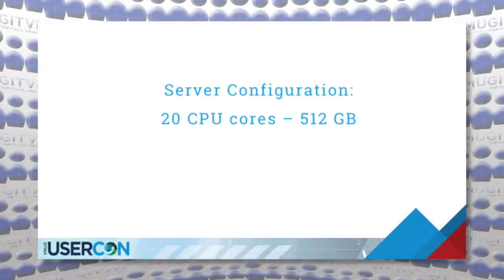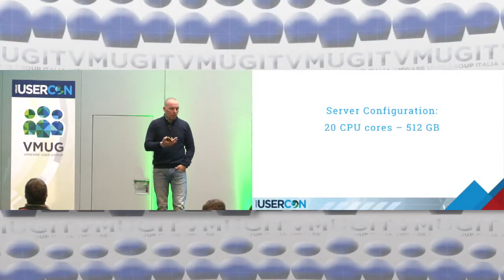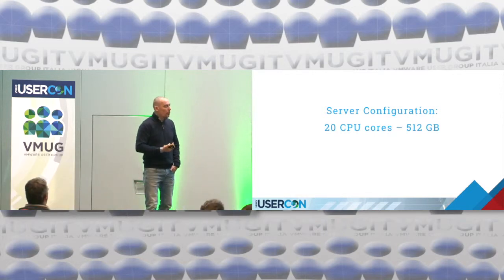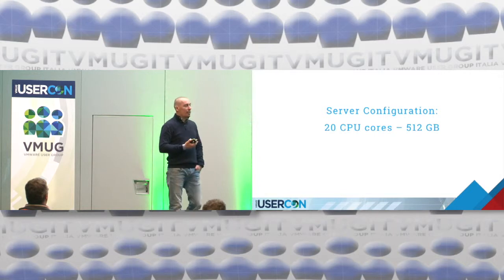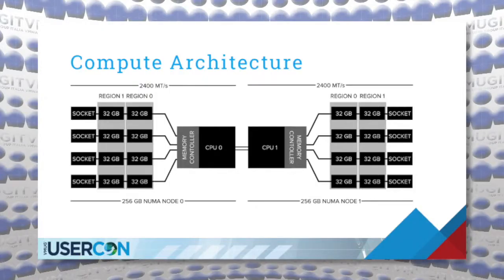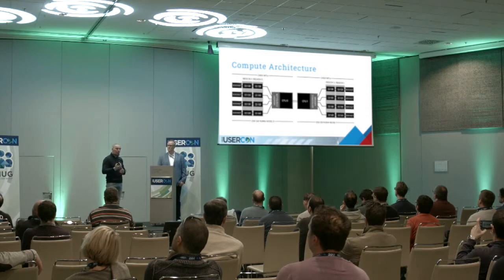So when we talk about a server, an ESXi host, one of the key elements is always how much CPU and how much memory do you have in a host. One of the most common configurations is a 20 CPU core system with 512 gigs. Now, what does that look like from a compute perspective? So I drew a diagram of two physical CPU packages. That's basically the thing you can hold in your hand. That's CPU 0, and the other one is CPU 1.